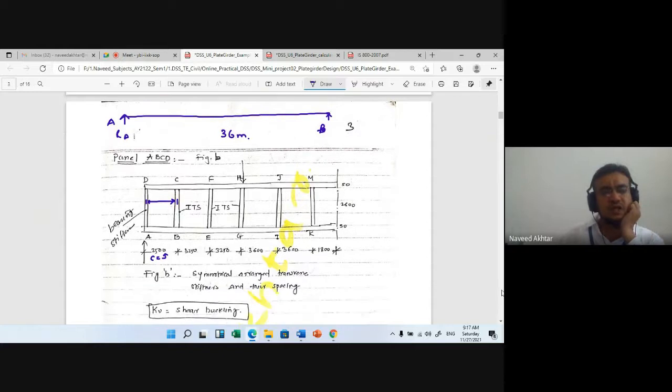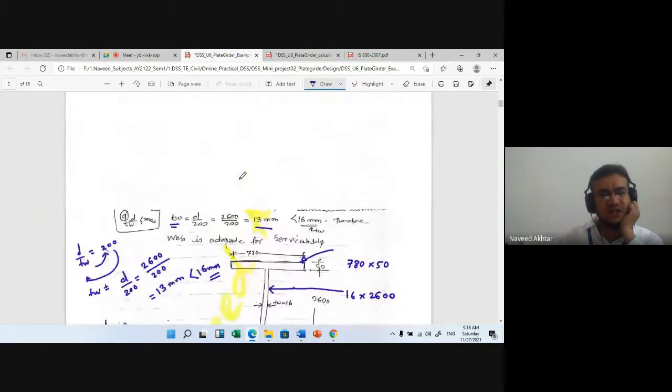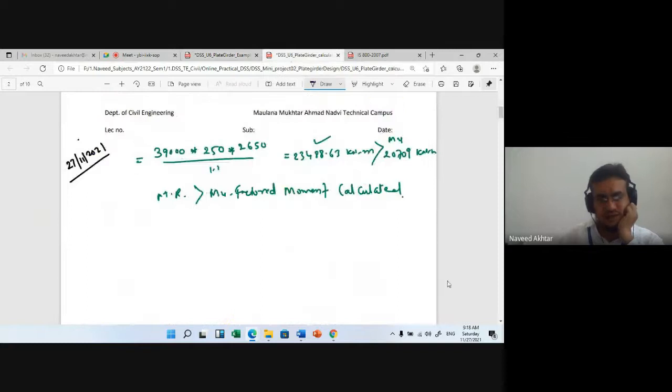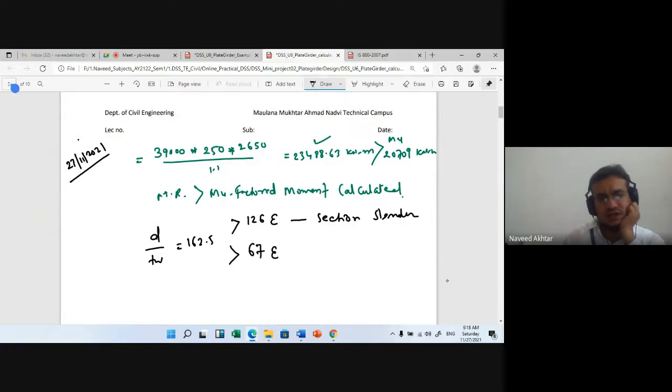Because in our case, when we find the d by tw ratio, we get 162.5. So d by tw ratio is equal to 162.5, which is greater than 126 epsilon, and the section is slender. Since it is a slender section, we have to provide stiffeners. Also it is greater than 67 epsilon, so the shear buckling check is required, because these clauses are given.